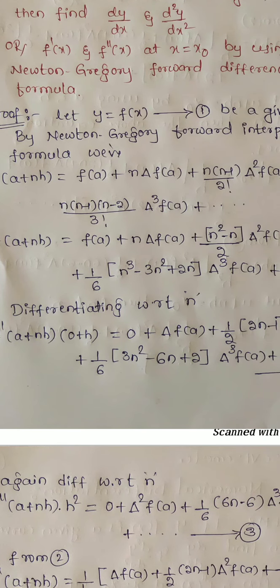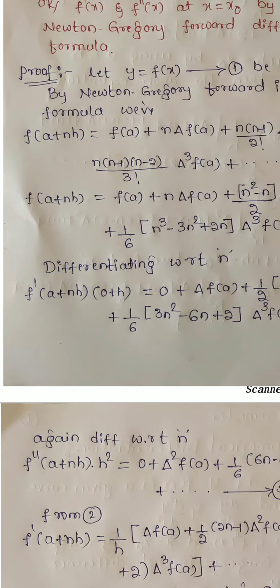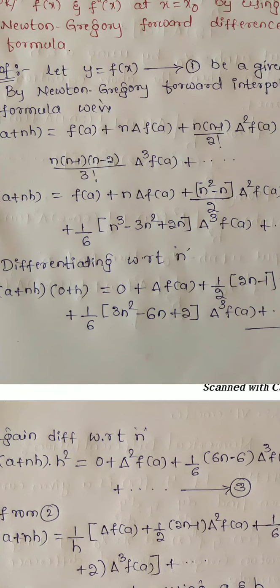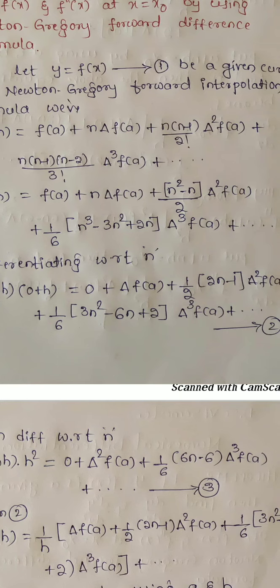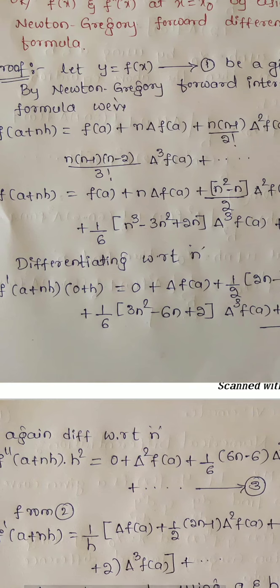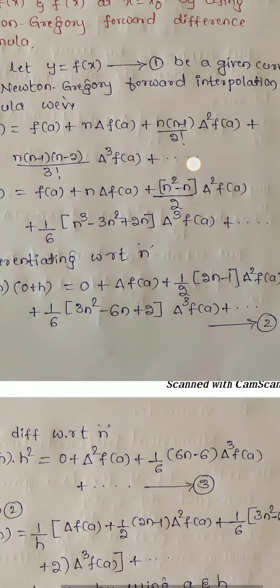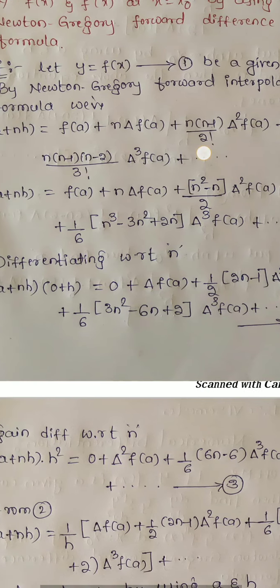Gregory forward interpolation formula, we have f of a plus nh equal to f of a plus n into delta f of a plus n into n minus 1 divided by 2 factorial into delta square f of a plus n into n minus 1 into n minus 2 divided by 3 factorial into delta cube f of a, plus the process will be continued so on.